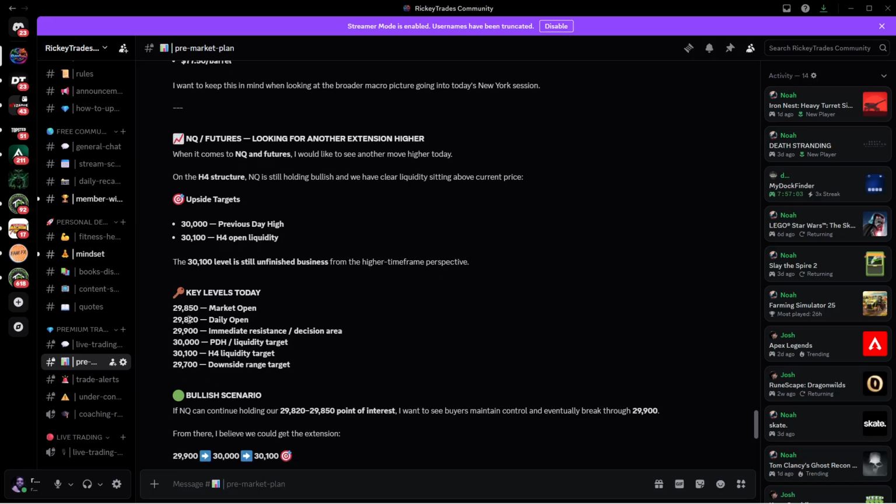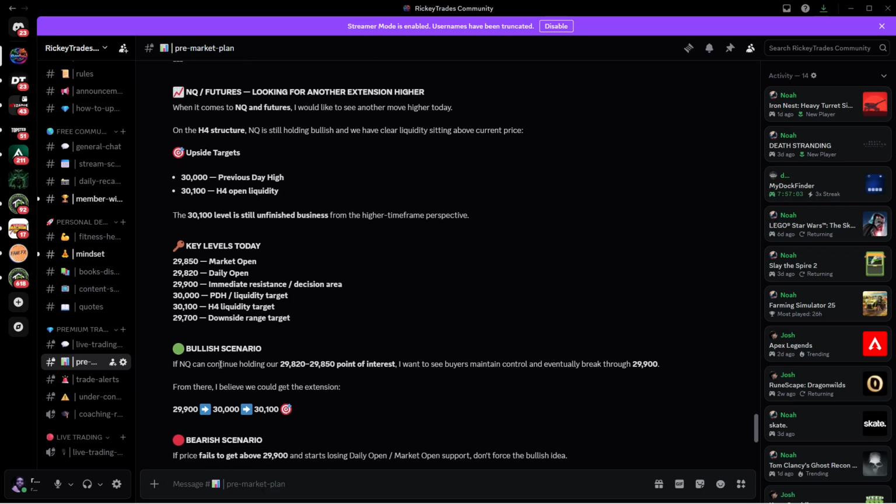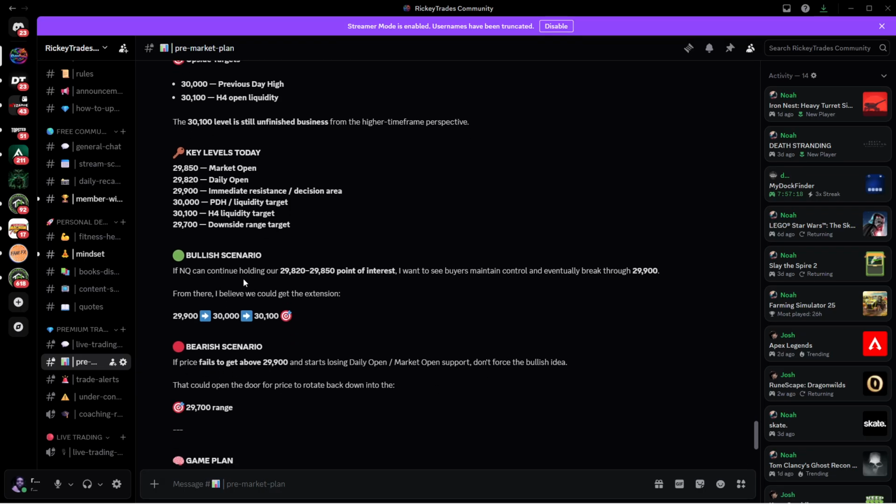Key levels of the day were 29,850, which was the market open, the daily open. Immediate resistance was pretty much that 29,900 to 30,000 area, right? Previous high liquidity, H4 liquidity, etc. So the bullish scenario, if we continue, I'd like to see us hold the 820s, right, and the 850s.